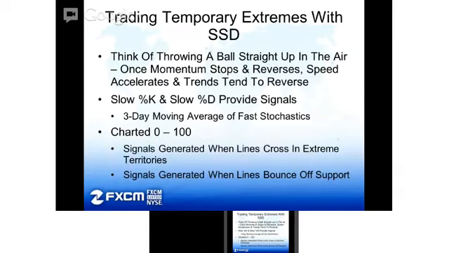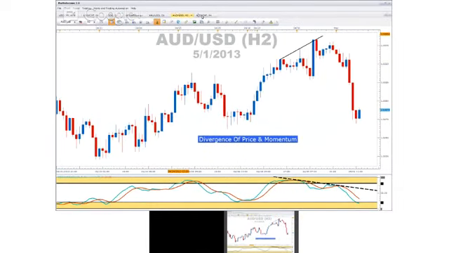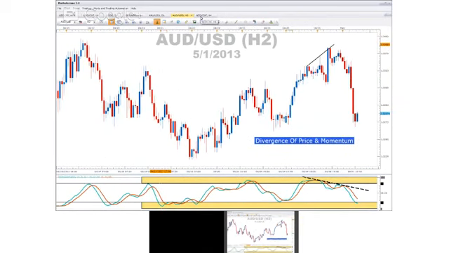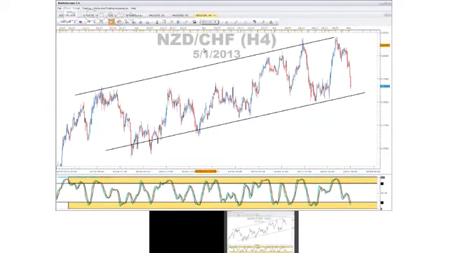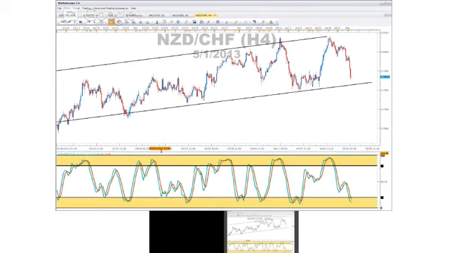Let me pull up the chart here. So here we have a stochastic on Aussie dollar, and this is another currency pair that not a lot of people trade, but I think it gives a lot of good signals. So here is a rising channel in Kiwi Swiss. You see here, down below, we have stochastics, and we have this rising channel.